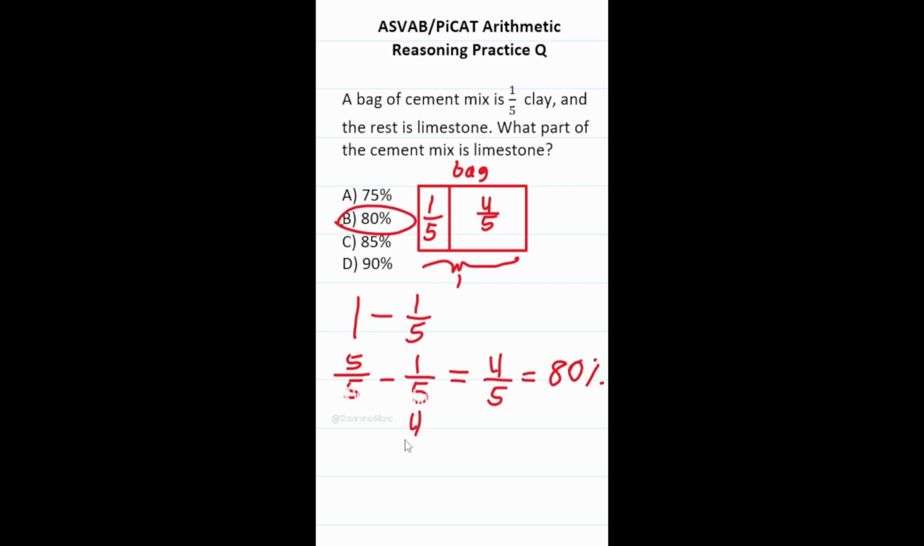That's it. If you didn't know that, you could always say this. 5 times 20 would make this 100 as our denominator. 4 times 20 would make this 80. 80 over 100 is the same thing as 80%. There's multiple ways to figure this one out.